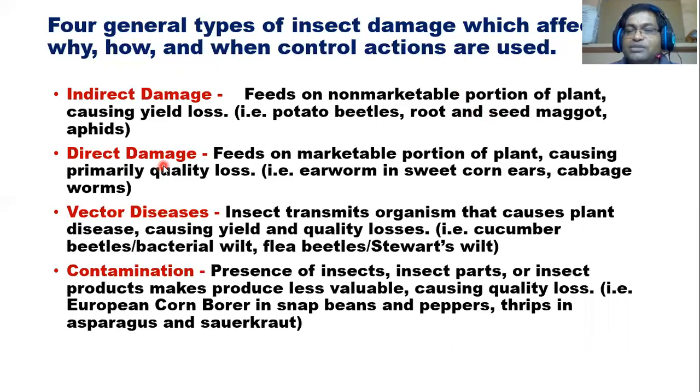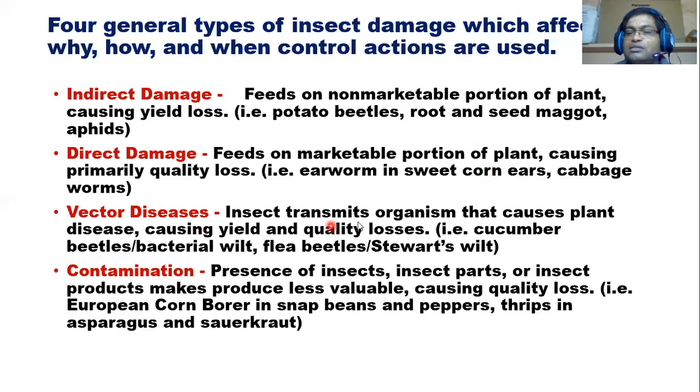Next one is direct damage. Directly, they are attacking economically important parts. For example, corn earworms, their target is to eat the hops. Cabbage head borers, their target is the cabbage head. So our economically important part is the cabbage head and hops, no? So if they are directly damaging, we can expect severe yield losses.